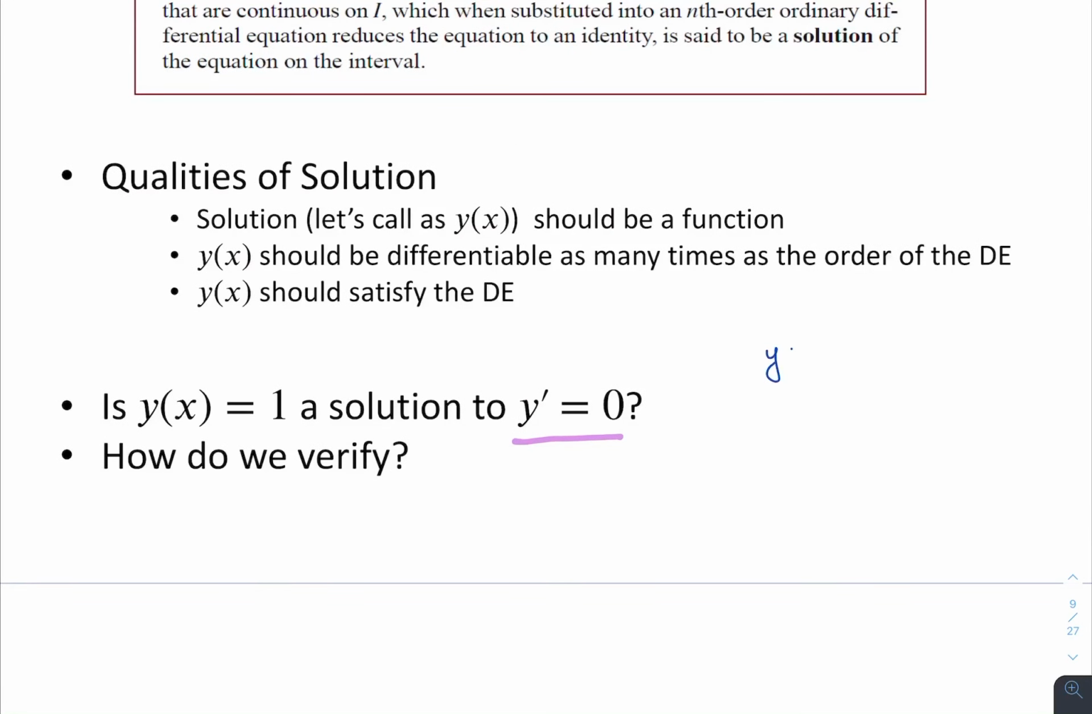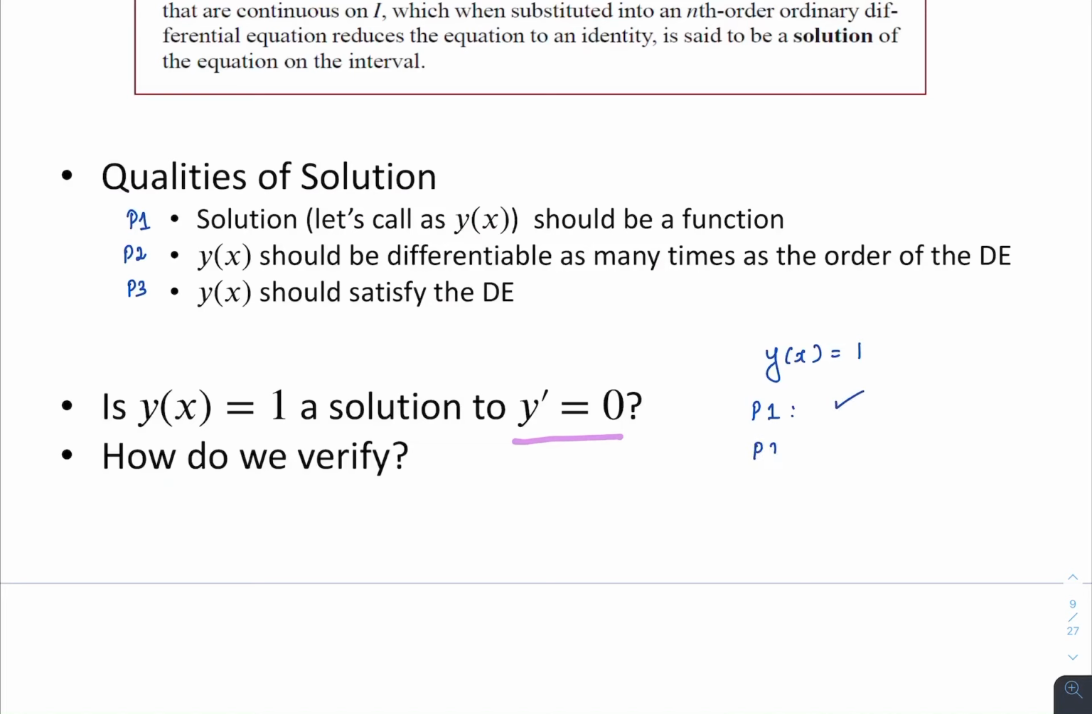So we are looking at the function y(x) = 1. Property number 1, I'm going to say this is P1, this is P2, and let's just say this is P3. Property number 1: is it a function? Yes, it is a function.